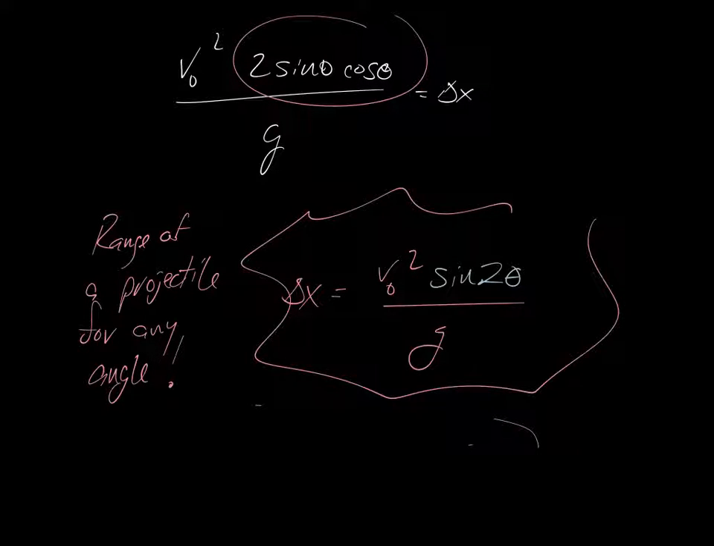So that's what I wanted to show you. Hope you enjoyed it. It's pretty cute and it's nice and simple. So if I plug in my initial velocity, I take the sine of twice the angle I'm launching at, and this is an angle measured from horizontal, divided by the acceleration of gravity, that will get me the range of a projectile.